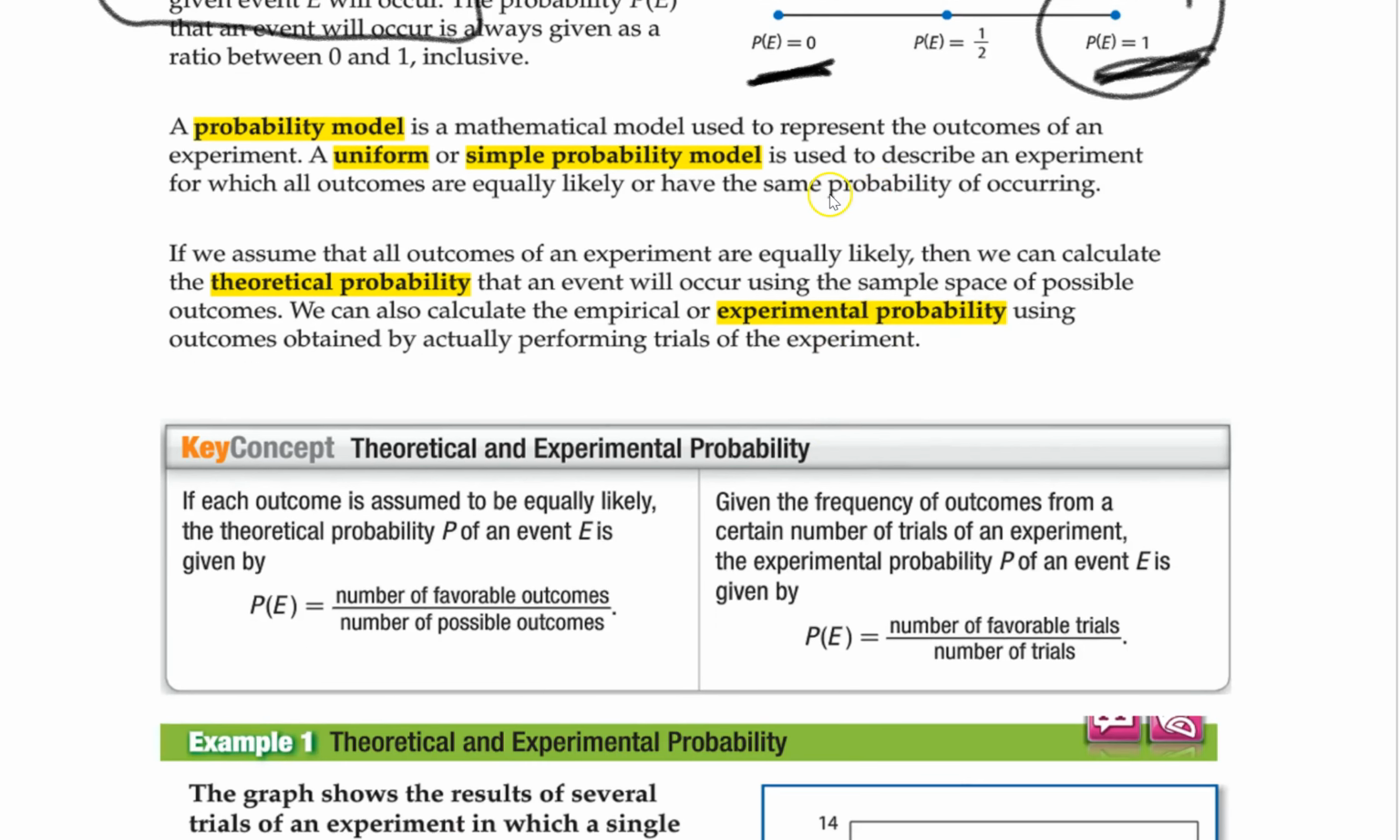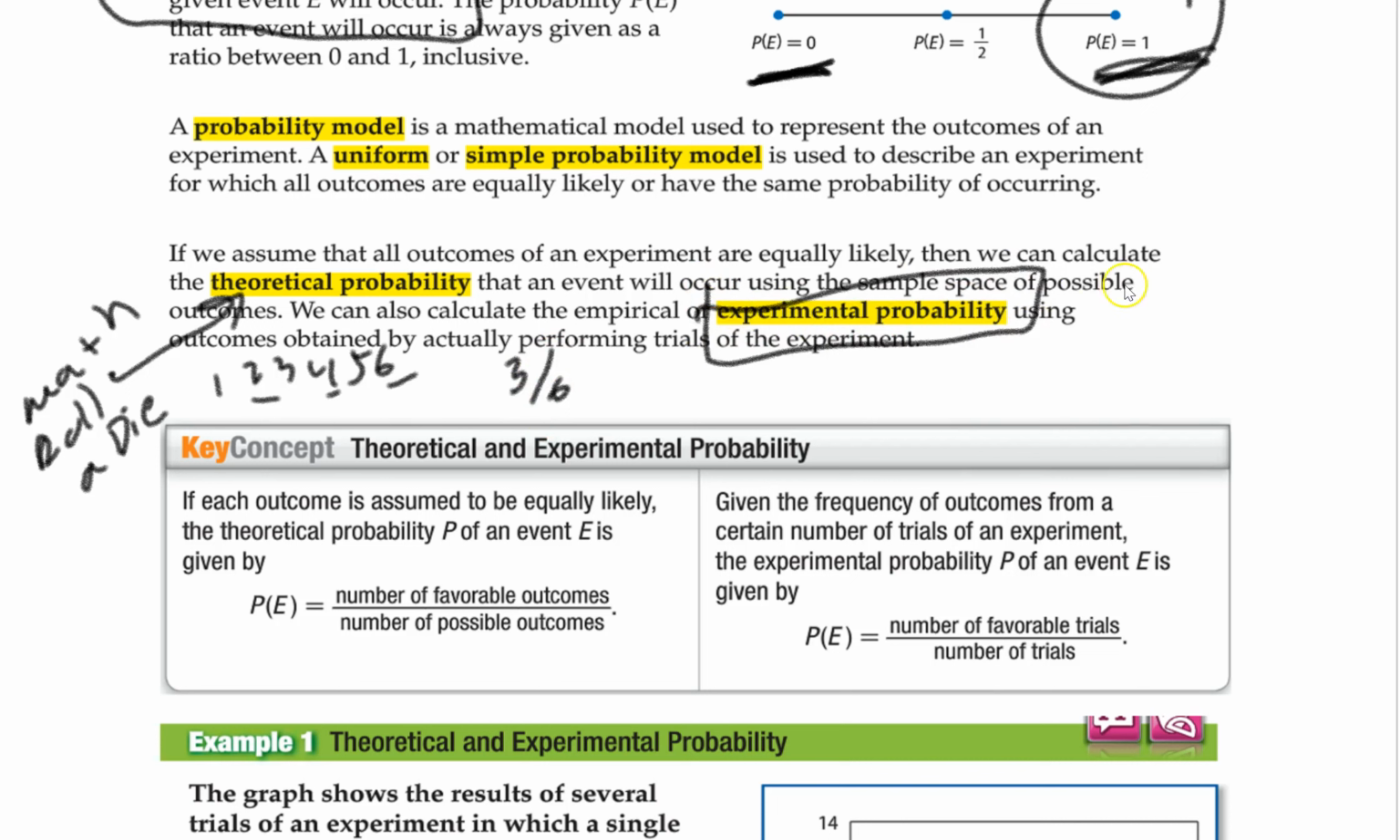Now there's 2 types of probability. There's theoretical probability, which we're going to talk about first. That's just based on the math. So like when you roll a die, there's 6 things: 1, 2, 3, 4. You can get one of those. Odds of rolling an even number, well, there's 3 even numbers. So you have a 3 out of 6 chance.